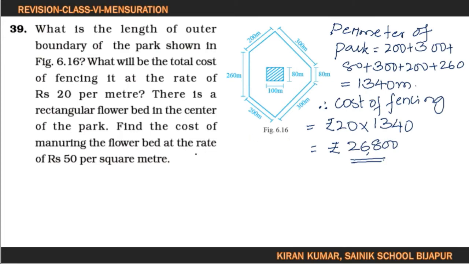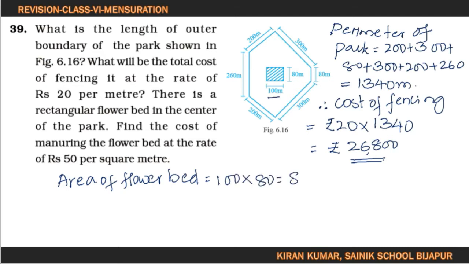Now to find out the cost of manuring, we require area of the flower bed. So the area of flower bed will be equal to length into breadth. They have mentioned the length as 100 and the breadth is 80. So 8,000 meters square. Now this area has to be multiplied with the cost per meter square.